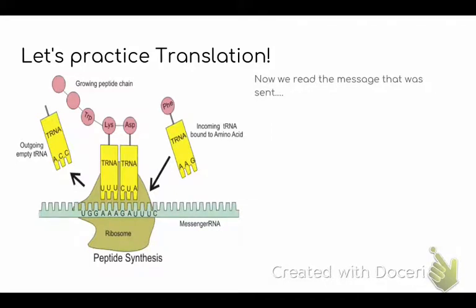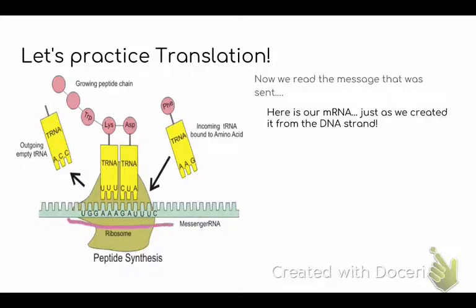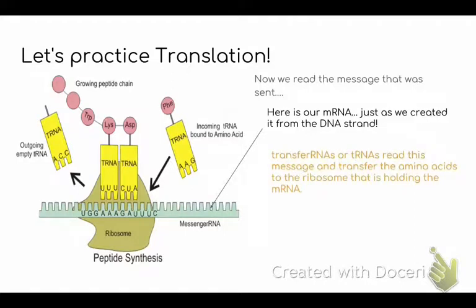Now that we read the message that was sent, here's our mRNA as we created from the DNA strand. And you can see right here that it's all the same letters that you just created on that first mRNA strand, all right? So there's our mRNA. Transfer RNAs, or tRNAs, read this message and transfer the amino acids to the ribosome that is holding the mRNA. So there's a picture of our tRNA. We can see that it reads the mRNA by binding to it. Same base pairing rules apply. And it also brings over the amino acid on the top.